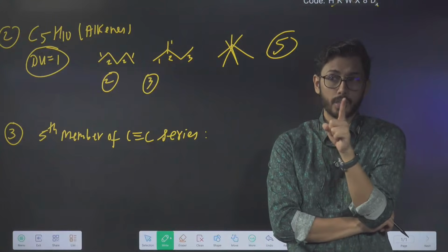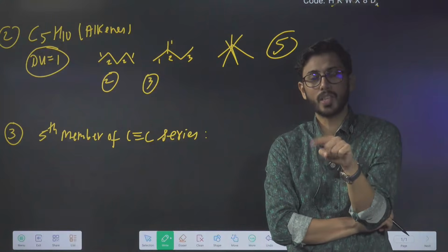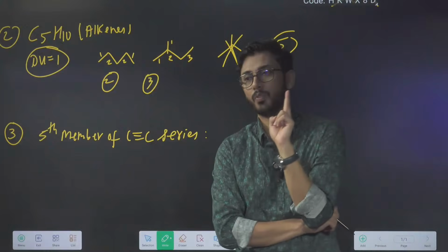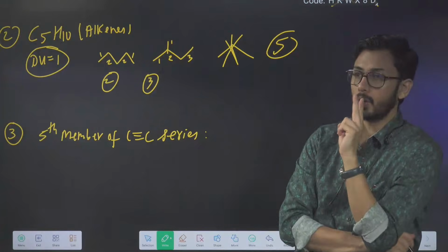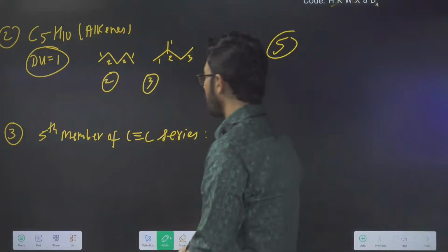So you cannot write a ring structure because if you write the ring structure and a double bond, DU becomes 2. The formula will never match. Very good, D. Srinivas Rao.